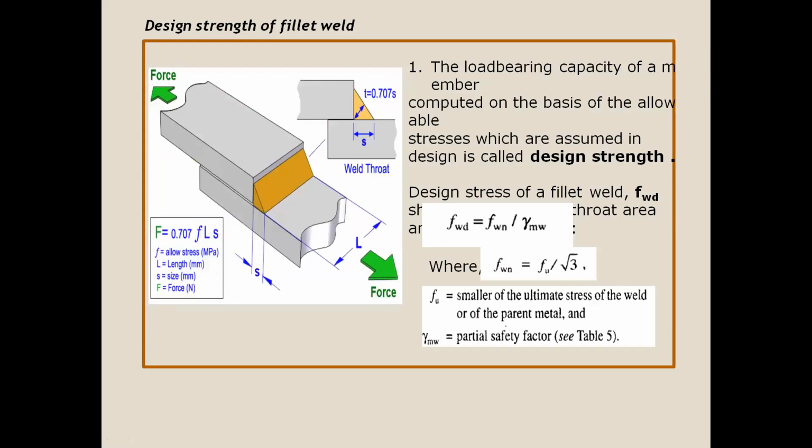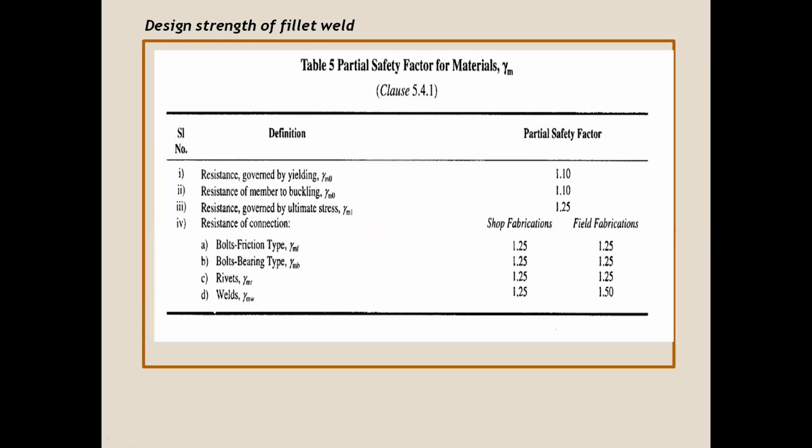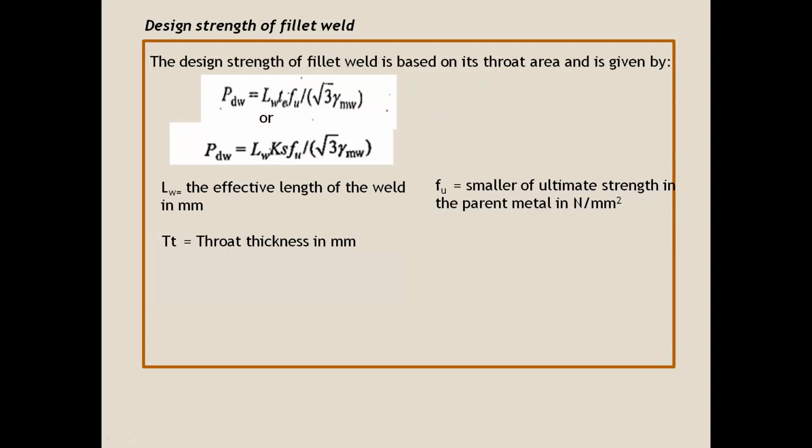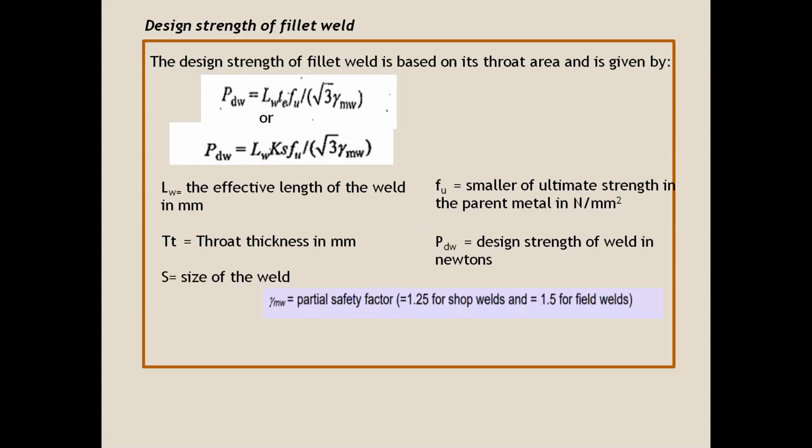Okay, and clause 5.4.1, Table number 5, gives the partial safety factor gamma mw. For the design strength of fillet weld, use the formula Pdw equal to lw t fu by root 3 gamma mw, that is, Pdw equal to lw tt fu by root 3 gamma mw. These are the formulas for design strength of fillet weld. The partial safety factor gamma mw is 1.25 for shop welds and 1.5 for field welds.